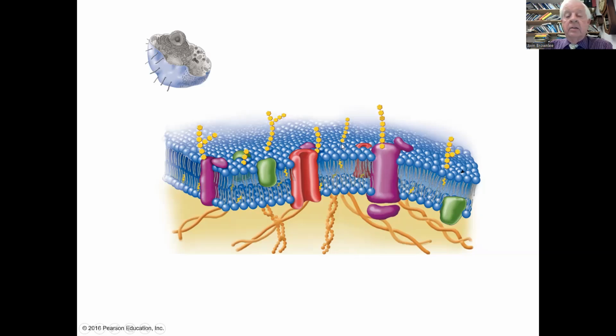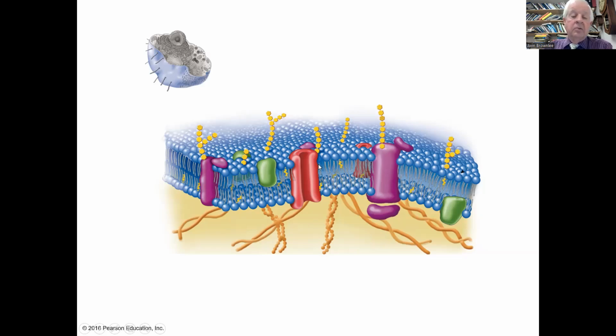If a carbohydrate is attached to the lipid portion, it's called a glycolipid. If it's attached to the protein, it's called a glycoprotein. These proteins we see down here are parts of the cytoskeleton where the plasma membrane is attached to the cytoskeleton of the cell.